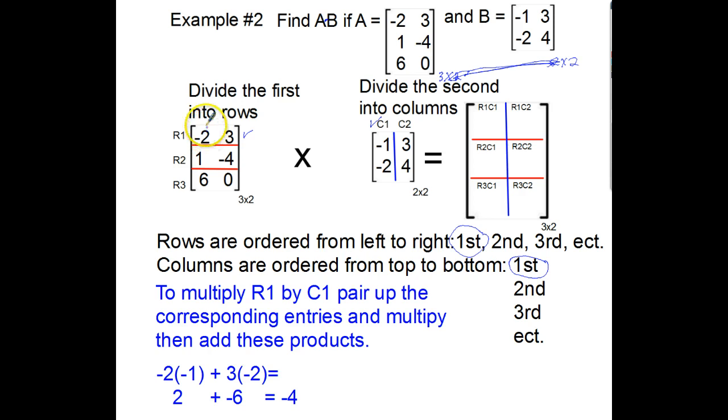So I'm going to take the first element in A, negative 2, and multiply it by the first element in column 1, negative 1, and I'm going to add to that, and it's add every time. I'm going to add to that the second element in row 1 times the second element in column 1, and that's going to be 3 times negative 2. Well, negative 2 times negative 1 is positive 2. 3 times negative 2 is negative 6. 2 plus negative 6 is negative 4, and this is what goes in our answer here.